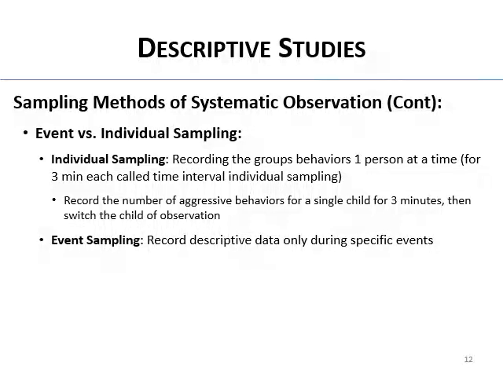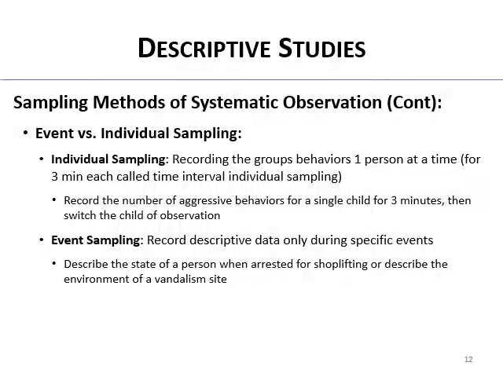And sometimes this is all you can do. So let's say you are interested in shoplifters when they're arrested, or you want to describe the environment of a vandalism site. You can't do that unless shoplifting has occurred or vandalism has occurred. So you have to do event sampling, where you sample only when specific events occur.